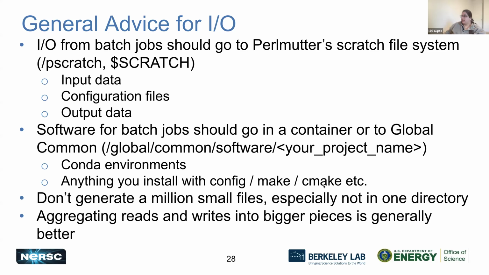Anything that was installed with any of these, make, CMake, something like that. In general, please don't generate millions of small files, especially not in one directory. If you're writing code that you're running and you're like, oh, I need to save all these little things, find a way to aggregate it so that the reads and writes are done in bigger chunks. That's going to be much more performant than writing a million small files.